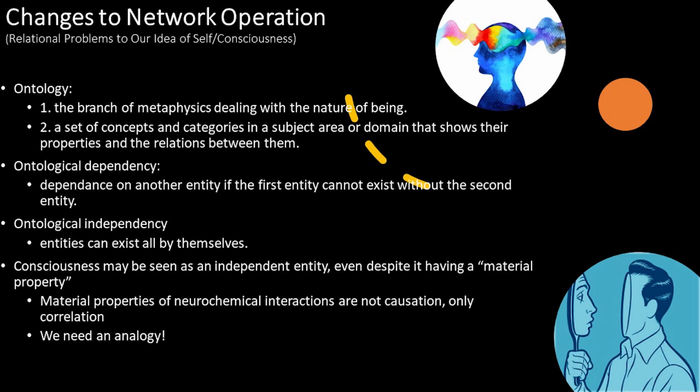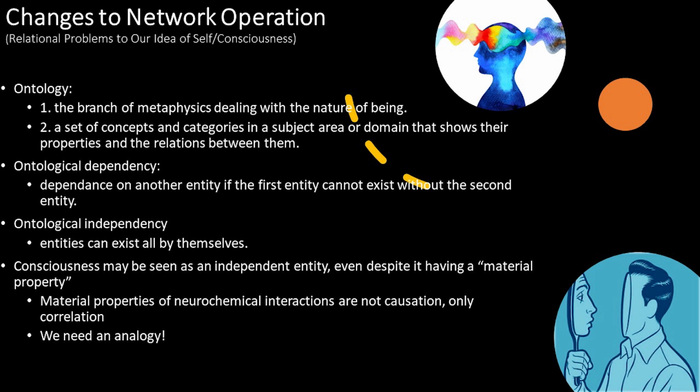What is ontology? It's a branch of metaphysics in philosophy dealing with the nature of being, or it's a set of concepts or categories in a subject area or domain that shows their properties and the relations between them. And here we really must look at ontological dependency, where an entity depends on another entity if the first cannot exist without the second, and ontological independence, where entities can exist all by themselves.